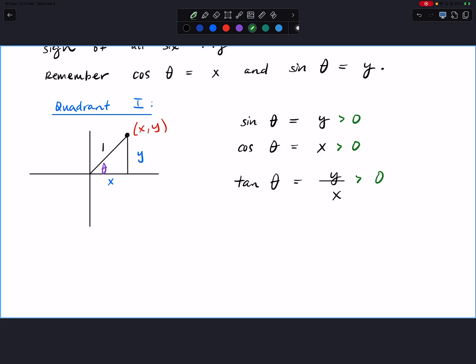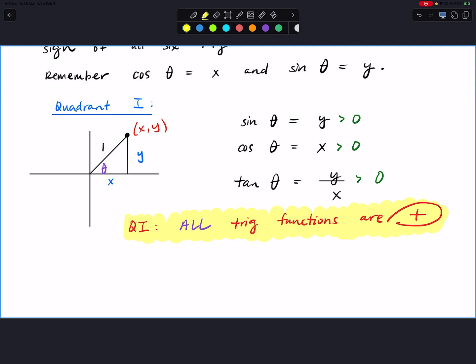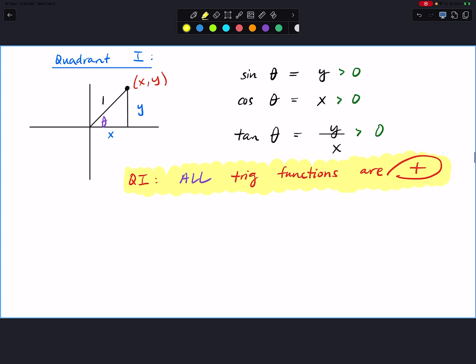Okay, so what is one takeaway that we can say about this quadrant? Everything's positive, right? So quadrant 1, all trig functions are positive. So what we're going to do is we're going to go quadrant by quadrant and see what happens as we travel around, what changes. So if we go in quadrant 2, I want you guys to draw a triangle the exact same way.